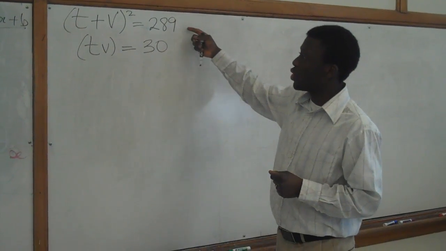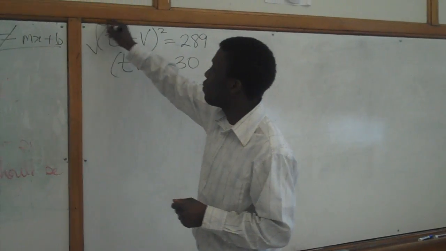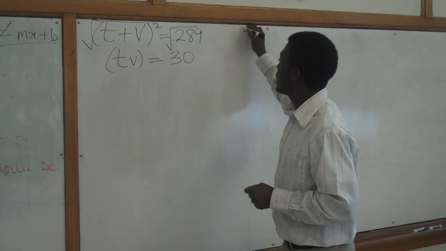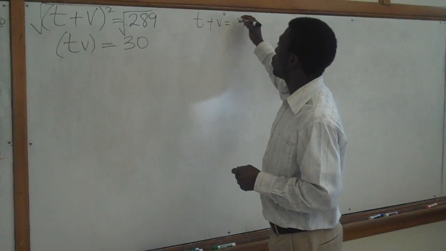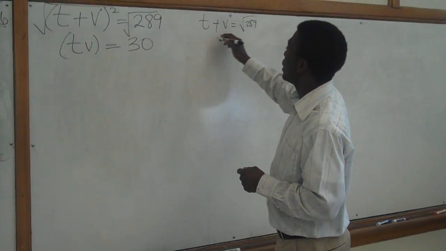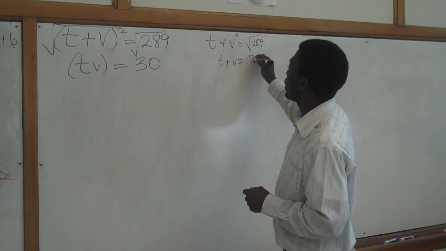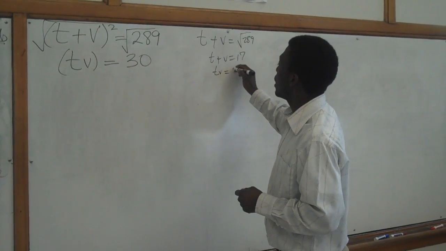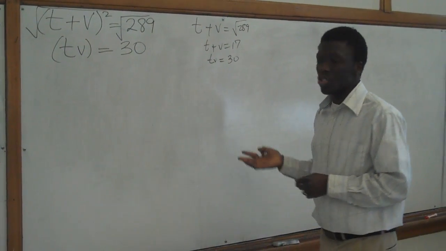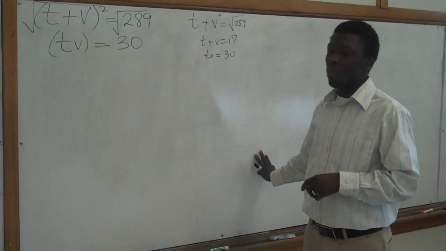All you do at this point is realize that you can take the square root of both sides, and so you get t + v is equal to the square root of 289, which is 17. So t + v is equal to 17. However, tv is equal to 30, and so using substitution, you can solve this problem to the end.